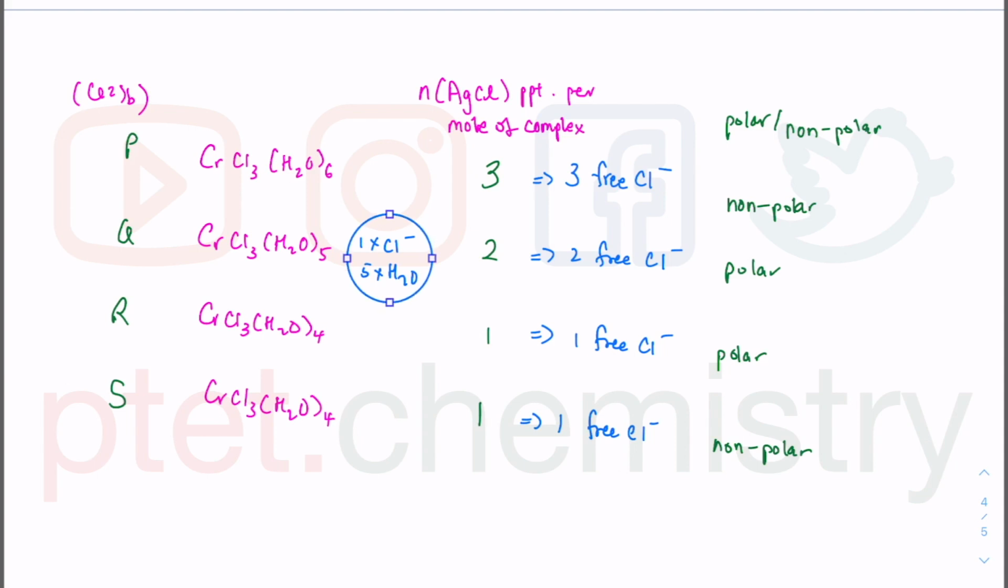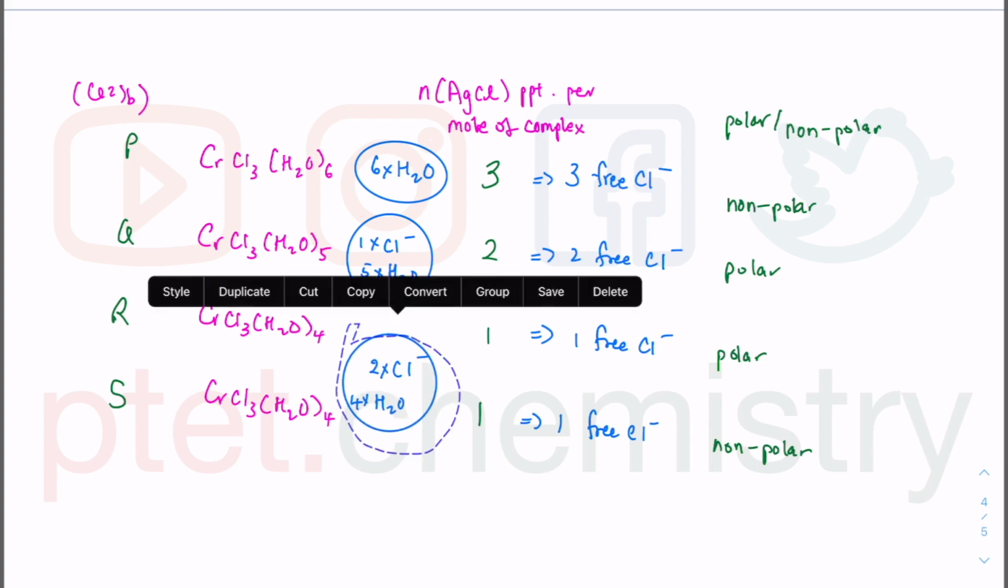As a result of this information given, because there's 1 chloride coordinated, there is only 5 times H2O coordinated in the complex there. And for the next one, there's 1 free chloride, so I have got 2 times Cl minus coordinated to the chromium, and I have H2O times 4. So that is true for that. And these are the same scenario, so I can say they are the same.